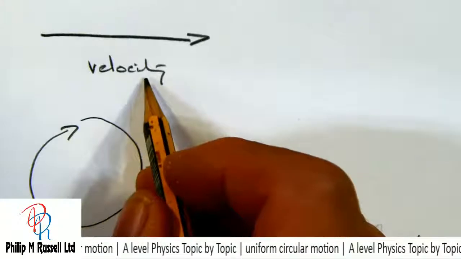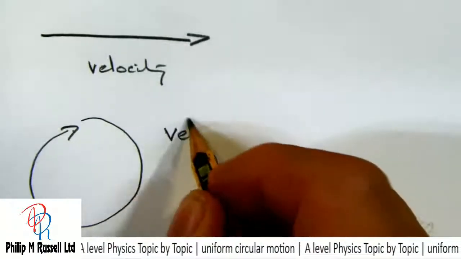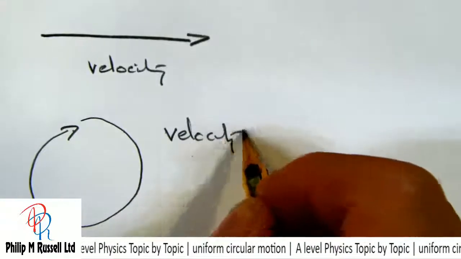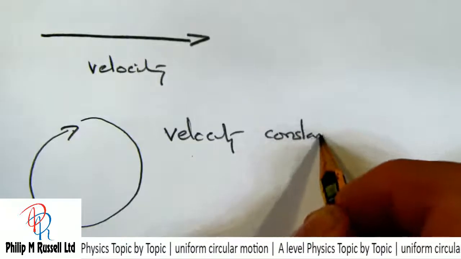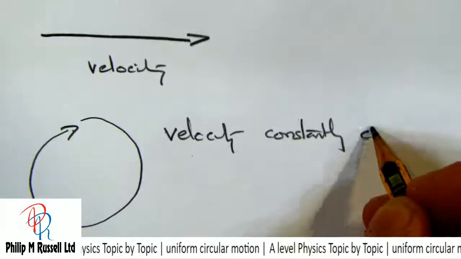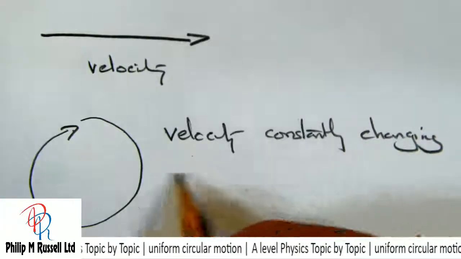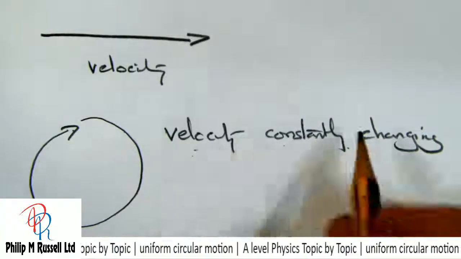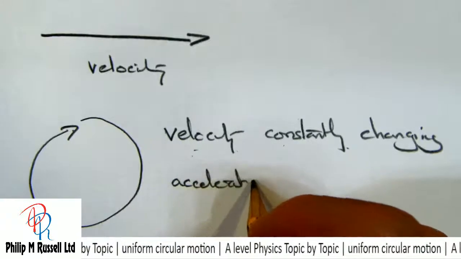Well, it can't have a single velocity because velocity is in a straight line. So the velocity here is basically constantly changing. And if it's constantly changing, then the change in velocity I would call an acceleration.